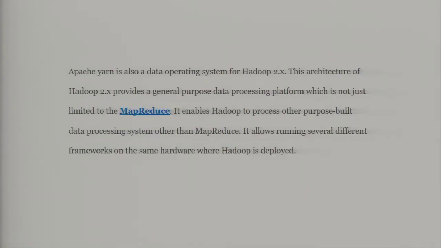Now moving on to the next, we'll define what exactly we are talking about. Apache Yarn is also a data operating system for Hadoop 2.x. So it becomes a data operating system, not just a point where you can say resource management. We are talking about a data operating system. It tries to work out with all the features which an OS provides. So with OS and Yarn, you can imagine how it is related and what all advantages it can provide. This architecture of Hadoop 2.x provides a general purpose data processing platform which is not just limited to MapReduce. It enables Hadoop to process other purpose-built data processing systems other than MapReduce.